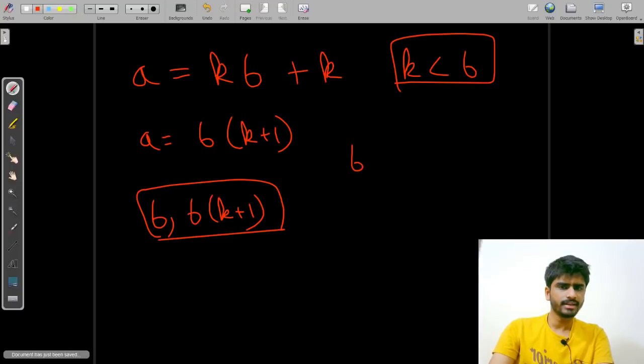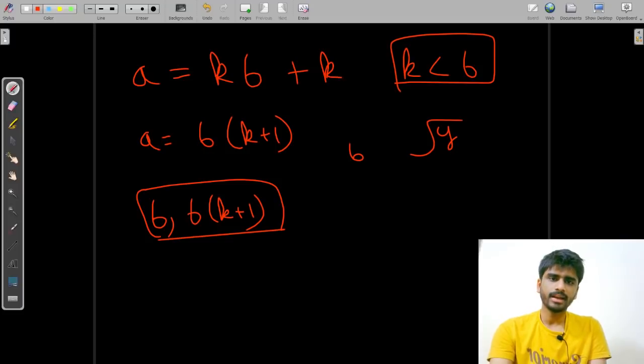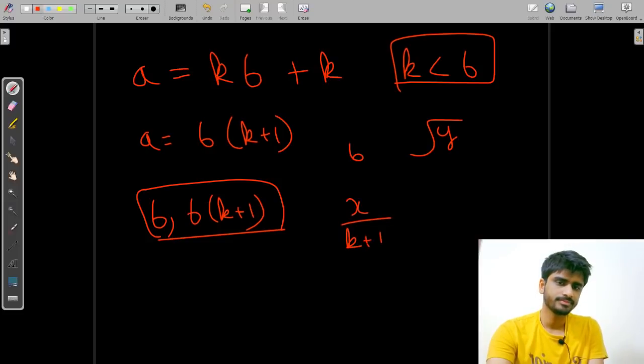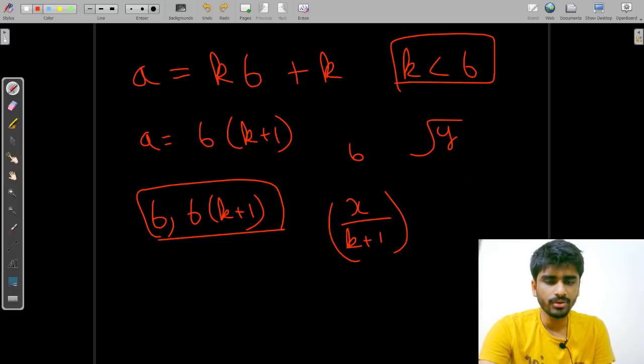First of all, I think I iterated over B till square root of Y. I iterated over B, and after that I iterated over x by k plus 1. So this would run in square root of y time.